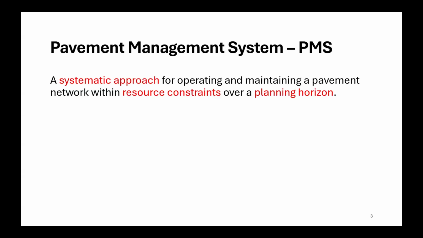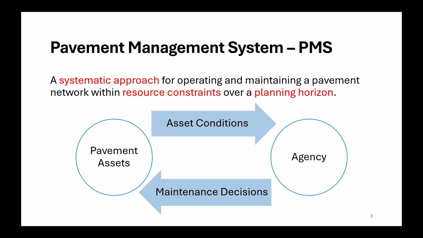So let me start by introducing what I mean by pavement management systems. A pavement management system is a systematic approach for operating and maintaining a pavement network within resource constraints over a planning horizon. So we have pavement assets, which are exposed to the elements, and traffic goes over them, so they deteriorate. Now, when they deteriorate, an agency would want to manage that deterioration. So it will measure what the conditions are that the pavement assets are in, and then devise maintenance decisions on the basis of that information. So this is the overarching structure that I assume.